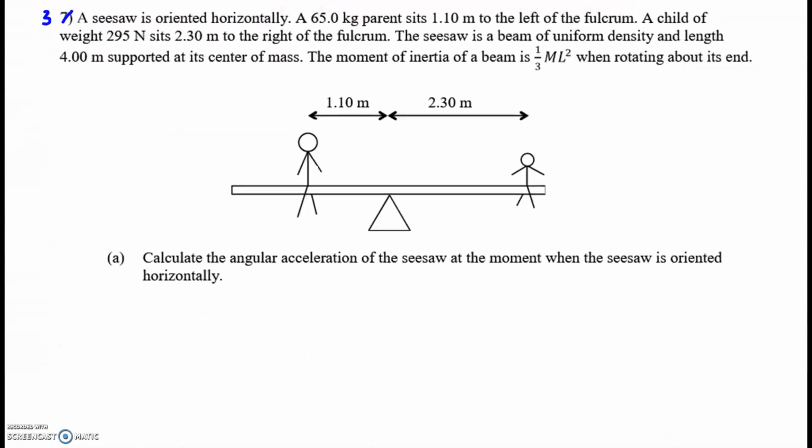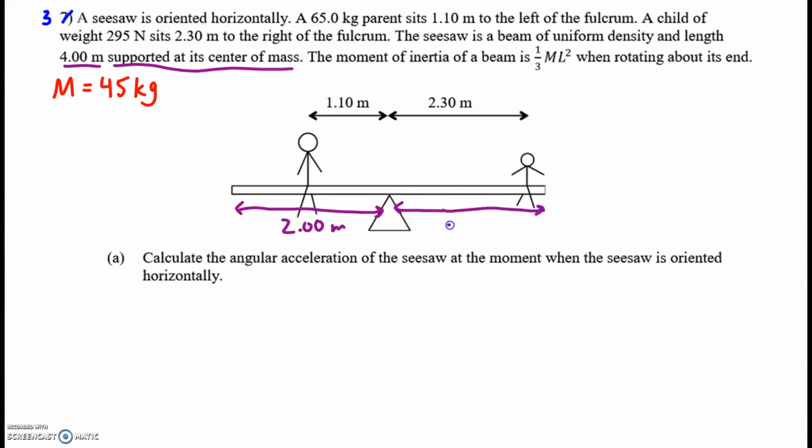Okay, number 3, the seesaw problem. The seesaw problem, where they forgot to tell you the mass of the seesaw, which we'll just assume is 45. And if you read this, how long is this seesaw? Well, they say it's 4 meters long, and it's supported at its center of mass. So the fulcrum, the wedge, splits this thing up into 2 meters and 2 meters. And if you look closely, the kid here is 2.3 meters. The kid is off the seesaw, apparently, somewhere out here.